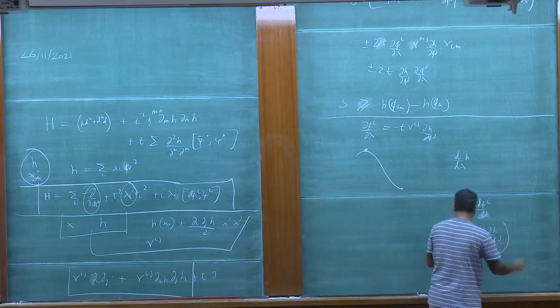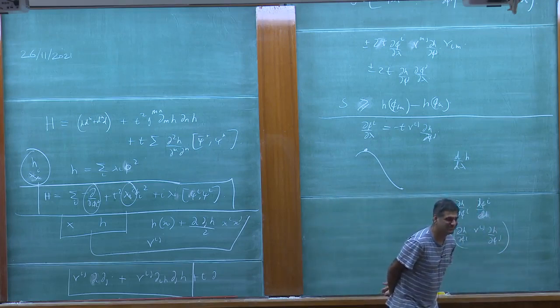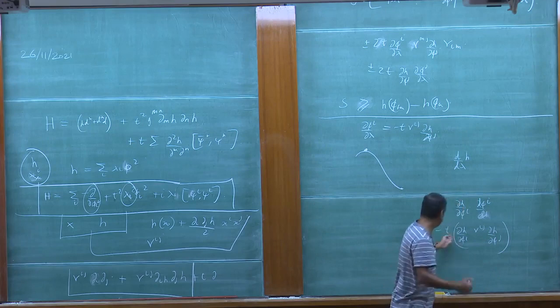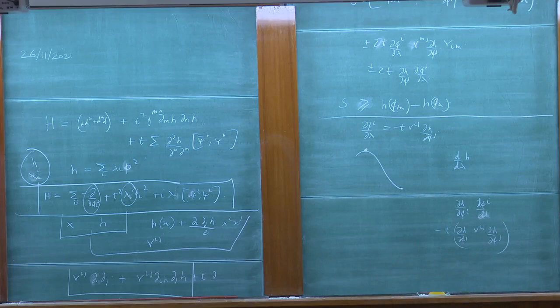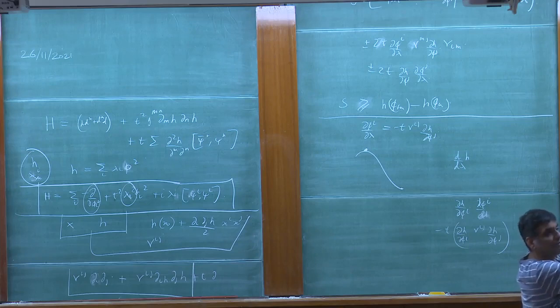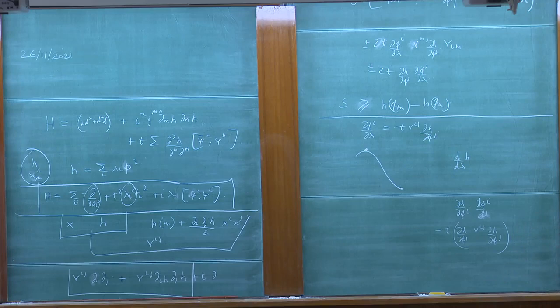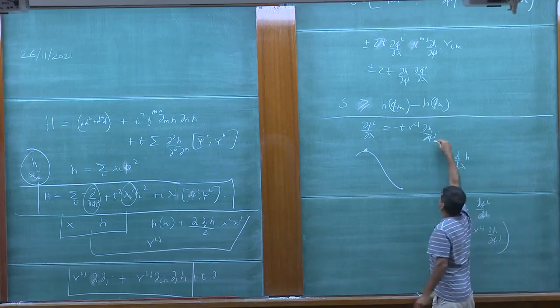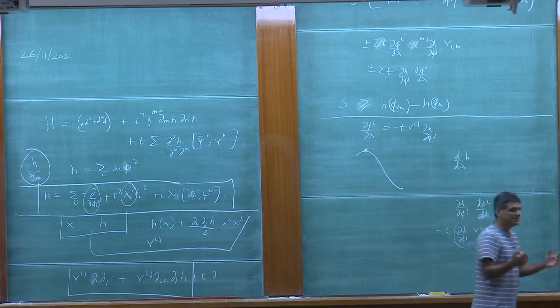Okay? But this is always negative. T is some positive number, and the right hand side is a perfect square. So when phi evolves according to such an equation, it guarantees that you're always going from larger to smaller values of h. When does this flow stop happening? It stops happening only when del h by del phi is equal to 0.